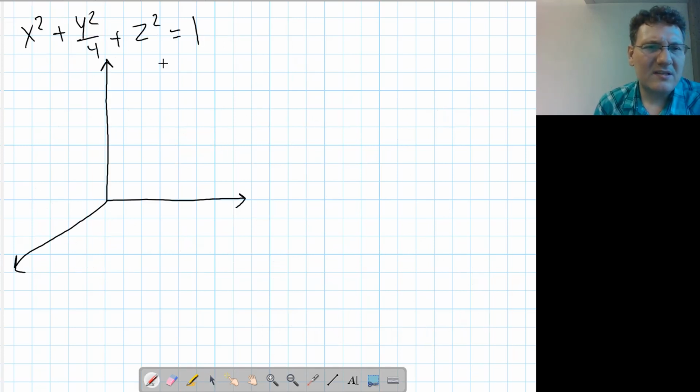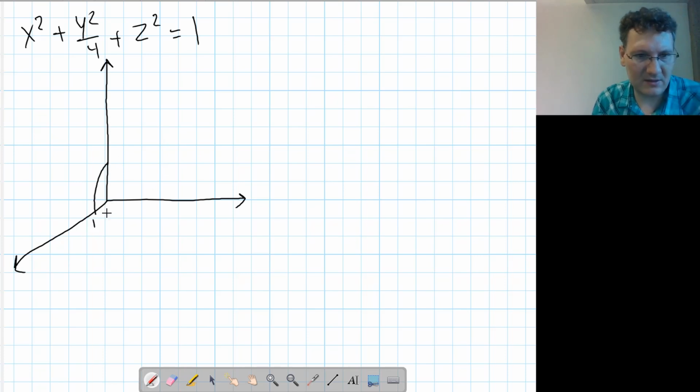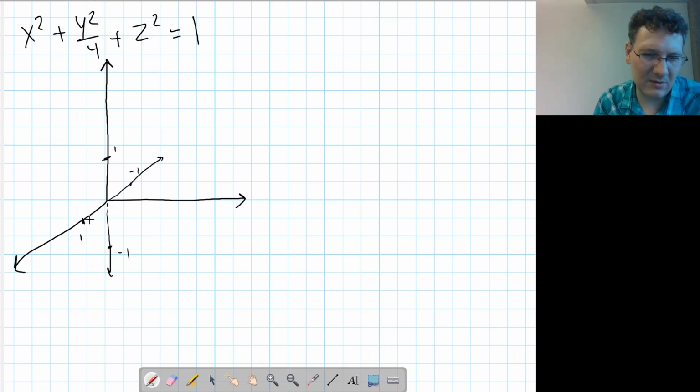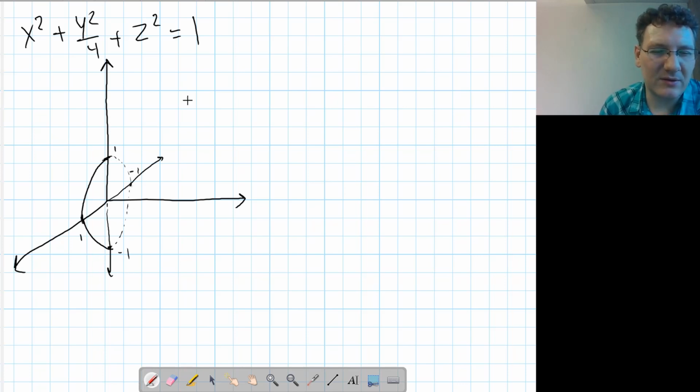So if we were to set, say, y equal to 0, what we're going to get is a circle, right, with a radius of 1. This is a little bit off. Let's put 1 here, -1 down here, 1 and -1 out in that axis. So this is my approximate trace when I set y equal to 0.